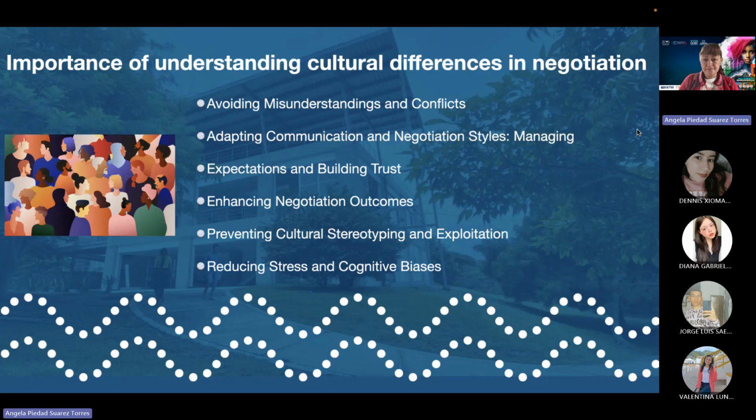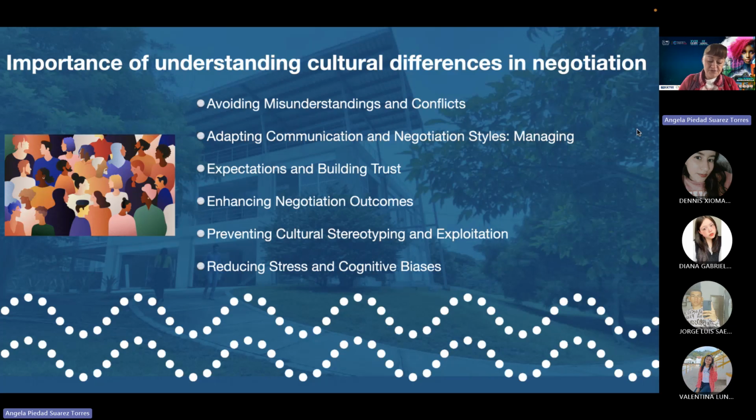So cultures vary in communication styles. Sometimes they are more direct and some others are indirect. Some cultures prefer to go fast in the process of negotiation. Some others prefer to go slow. In some cultures, formality and the process of decision making are very important.